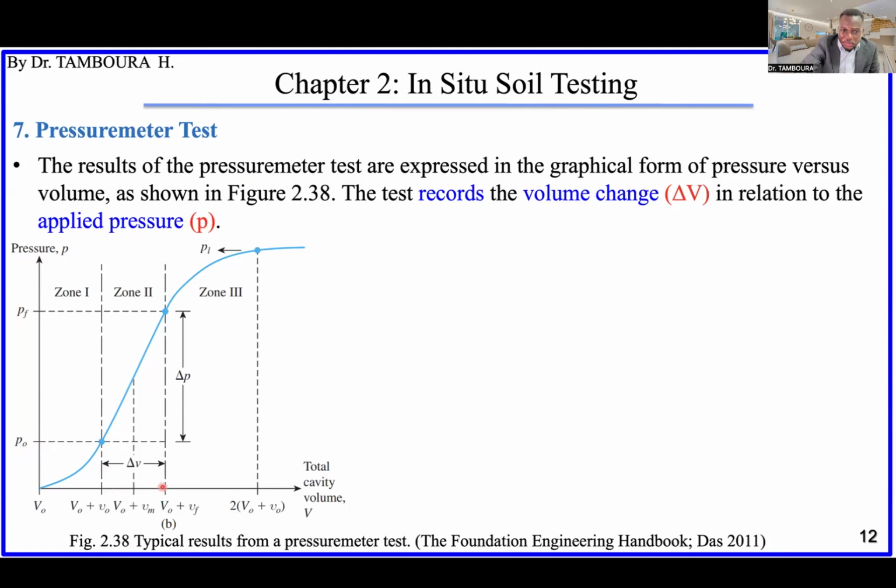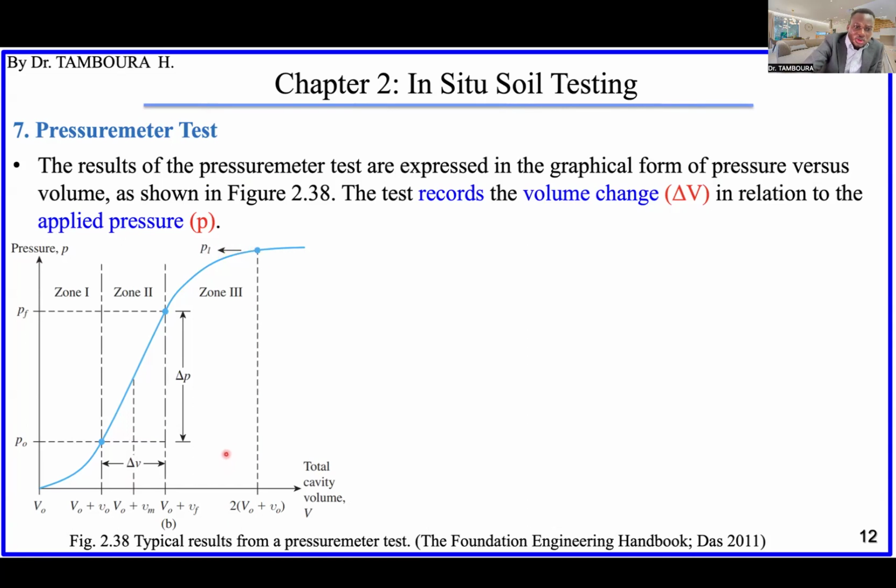And this one we call V0, this initial one, because it is not zero. V0 plus VM, the VM brings you to the middle of this. And we have V0 plus VF, the final. Now twice V0 plus V0 means this one, twice this volume here. That is the failure or the maximum limit pressure.